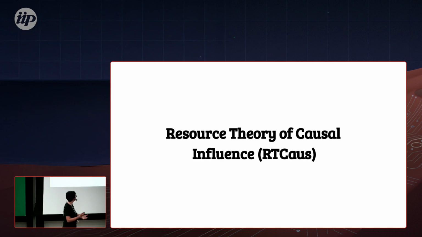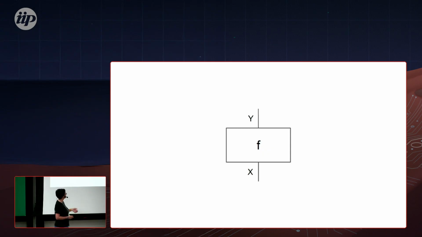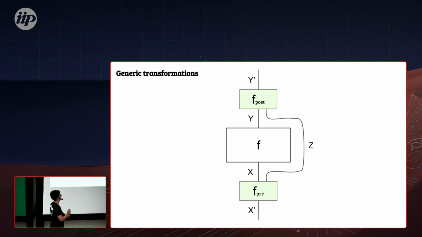I'm going to first tell you about the resource theory of causal influence. As I said, the object of interest is this function. What is a generic transformation in this function? The most generic transformation you can have that takes deterministic functions to deterministic functions is something like this. Where you have some pre-processing, and then you have a side channel that feeds into some post-processing. And then this is going to give me a second function.